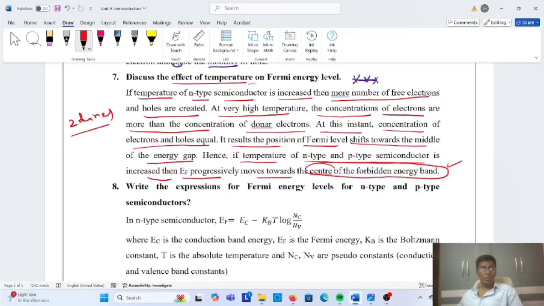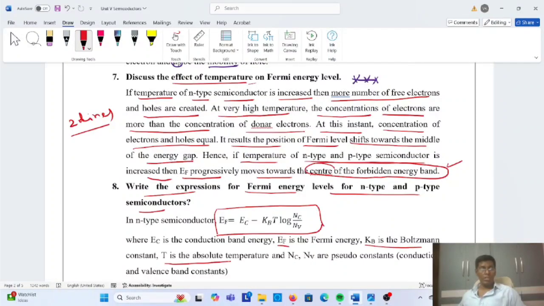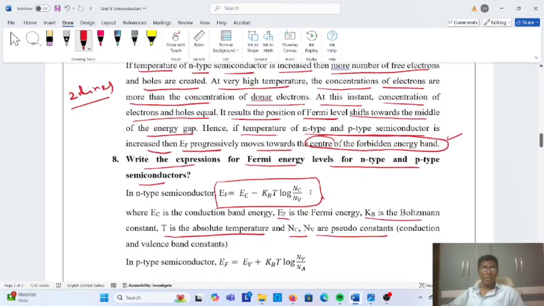Then coming to another question: write the expression for the Fermi energy level in n-type and p-type semiconductor. Now in the case of an n-type semiconductor, the equation for the Fermi level can be represented as EF is equal to EC minus KBT into log Nc divided by Nv, where EC is the conduction band energy, EF is the Fermi energy, Kb is the Boltzmann constant, T is the absolute temperature, and finally Nc and Nv are constants. This is the Fermi level equation in an n-type semiconductor.